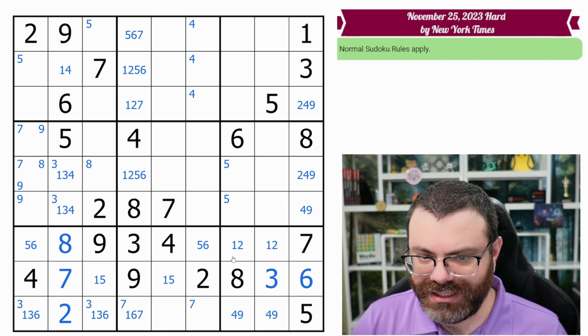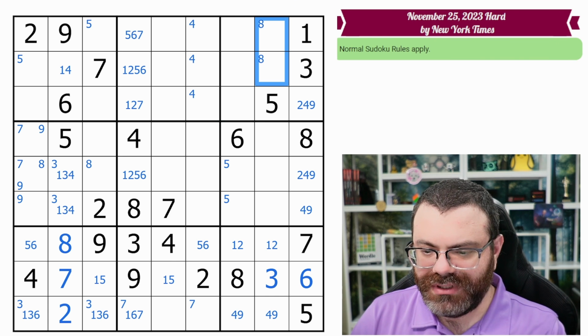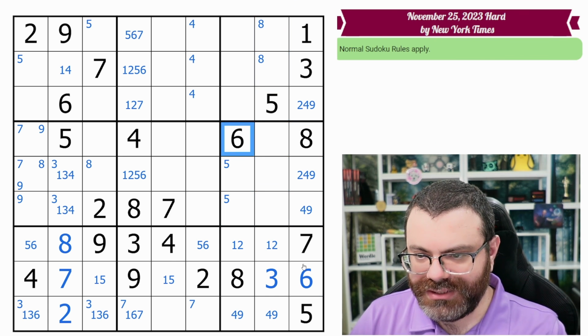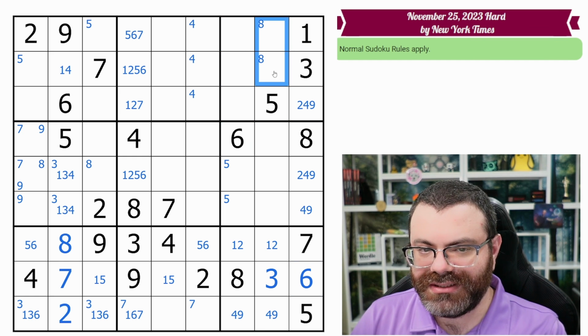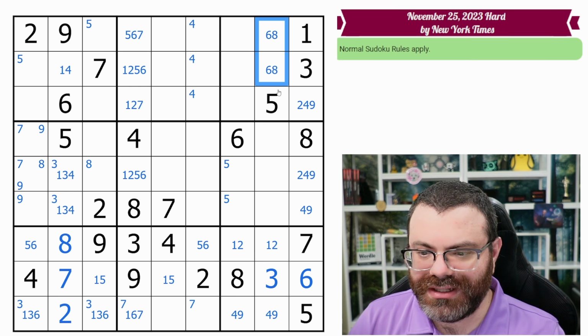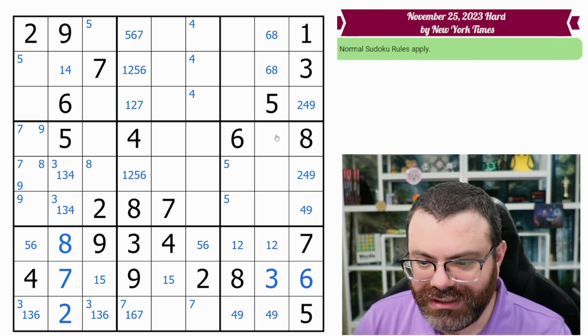How about this band? We didn't do this band, or this stack, I mean. These two 8s look up. So there's an 8, one of these two. We have these two 5s. We got that already. These two 6s. The 6s join the 8s. So we have another hidden pair. This is a 6-8 hidden pair. It's only 2 cells that can have 6-8 in them, so they must.